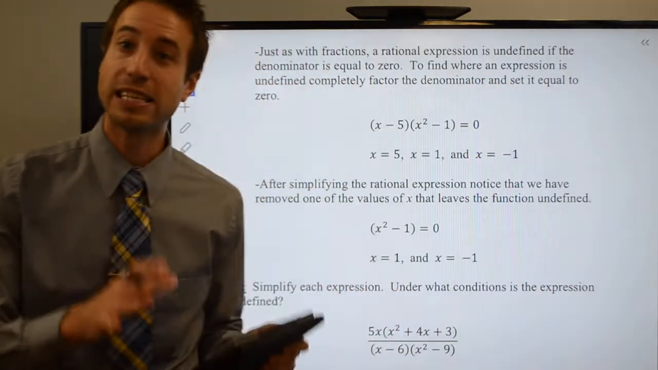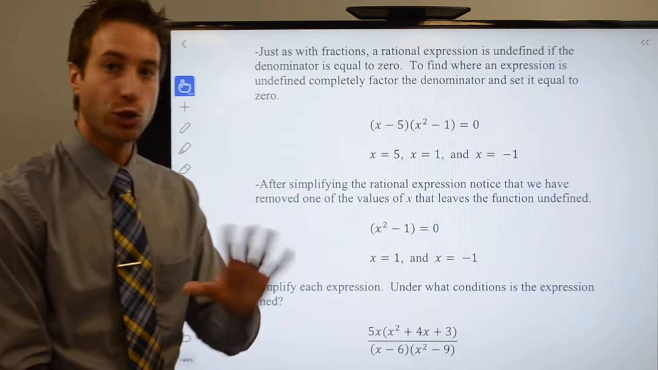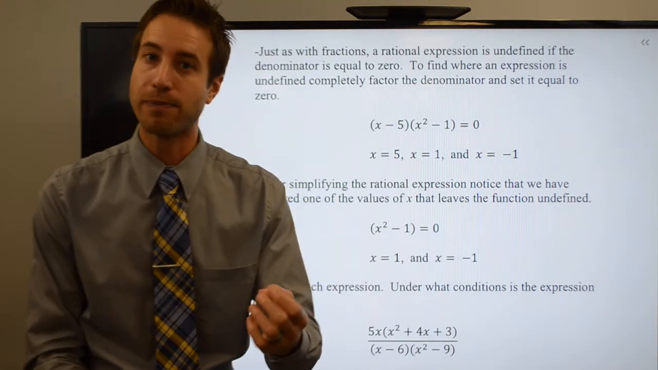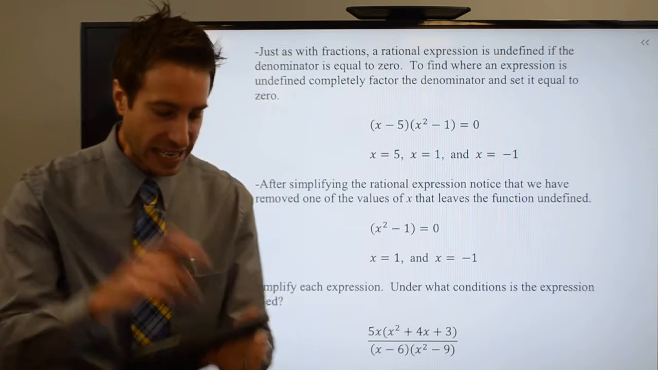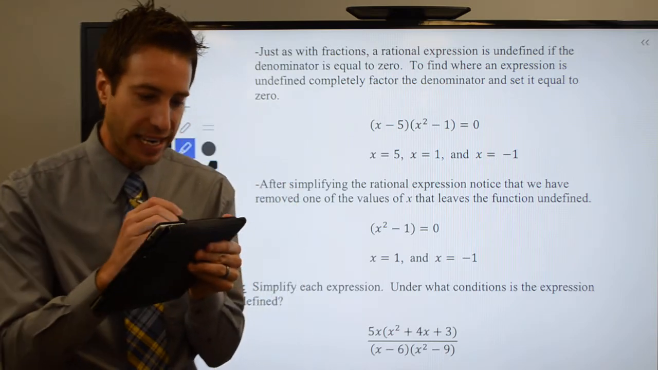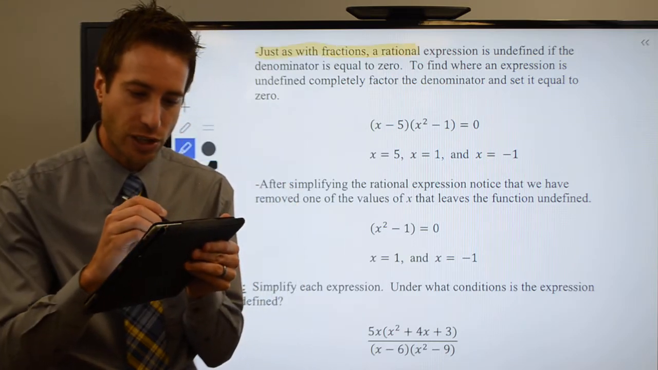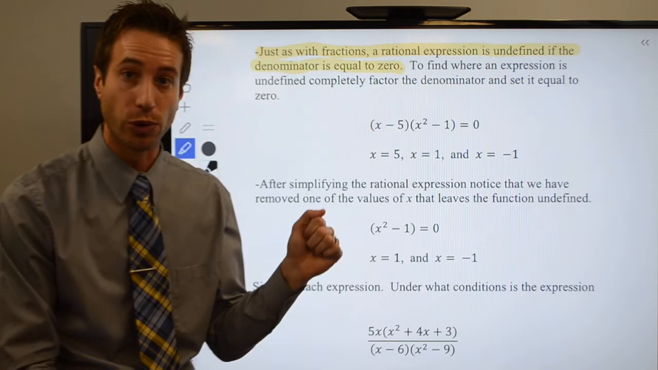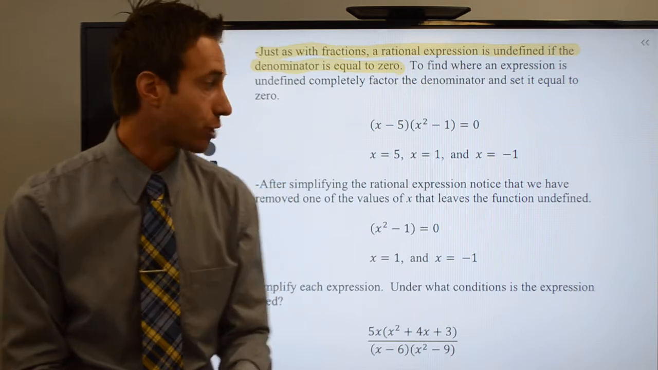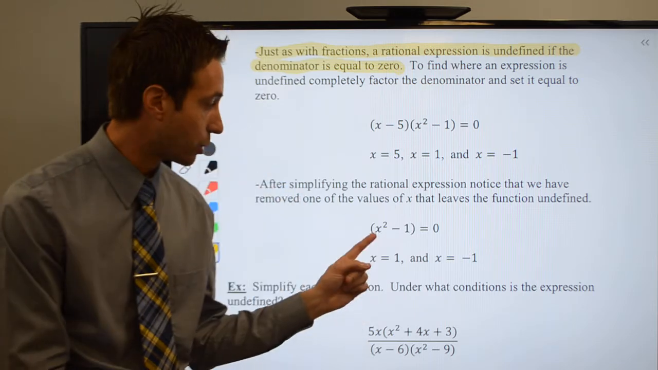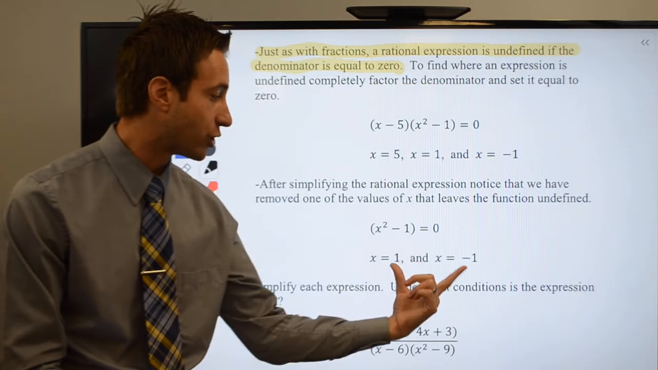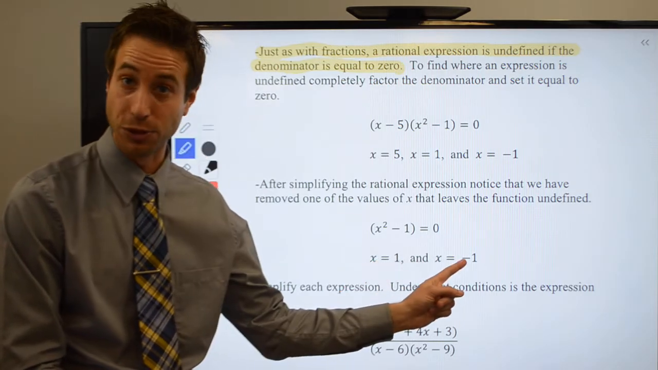Alright guys, welcome to this page of the notes. All I'm doing here is going through again the reason why I have to set the denominator equal to 0. I mentioned right here, just as with fractions, a rational expression is undefined if the denominator is equal to 0. So to figure out those restricted values, we take our denominator, which was x squared minus 1, set it equal to 0 and solve. I get x equals 1 and x equals minus 1.